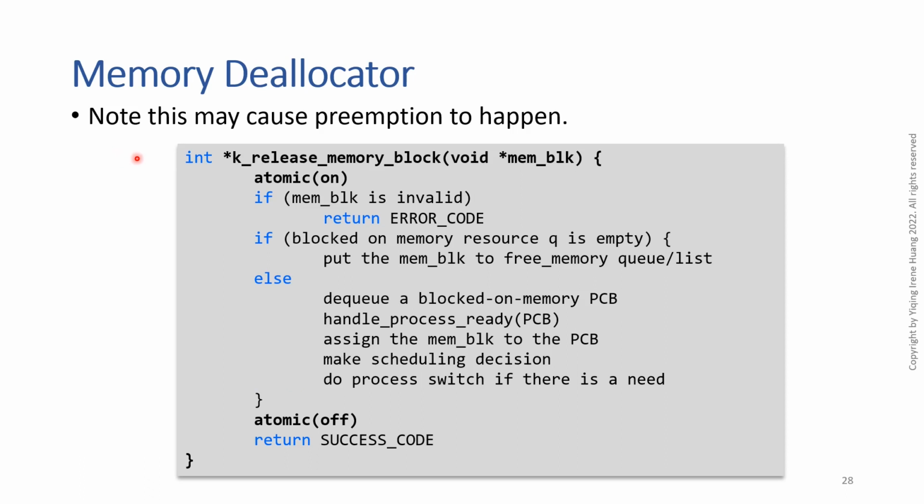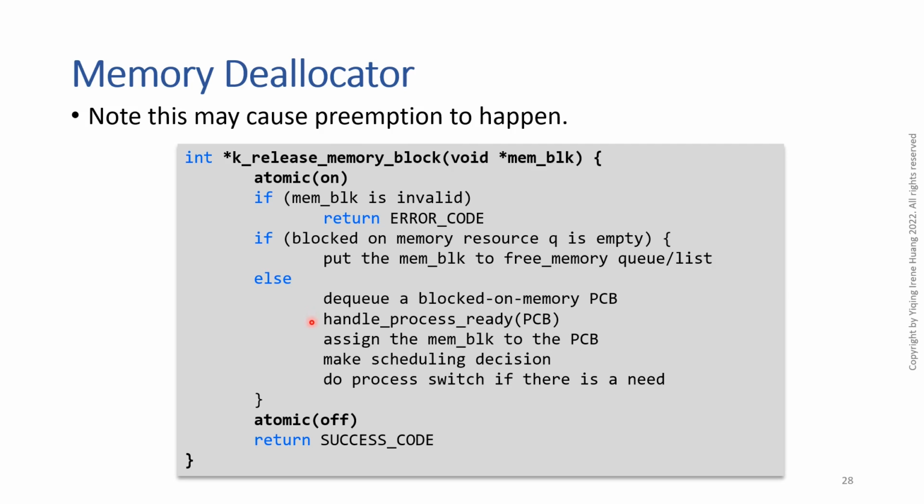So now let's take a look at the release memory block kernel function that is related to the blocking feature part. Well, we've already gone through these two parts in part A, so to refresh our memory, do sanity check, and then we check whether there is anybody blocked on memory. If nobody, pretty straightforward, we put the memory back to the memory pool. But if there's somebody that is waiting for the memory resource, then we need to dequeue a blocked on memory PCB. Remember, when we block a process, we put the PCB to a waiting list, and now we take it out from the waiting list.